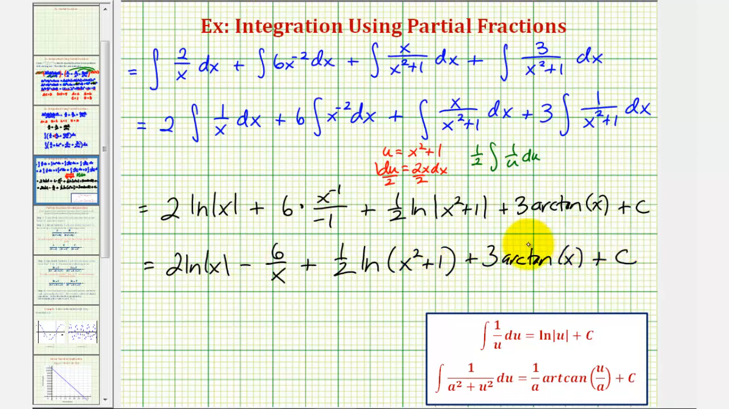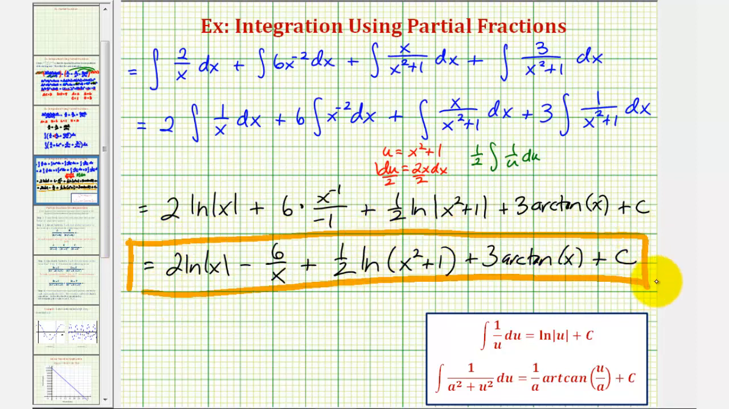So there was quite a bit of work in this problem in determining our antiderivative. I hope you found this helpful.